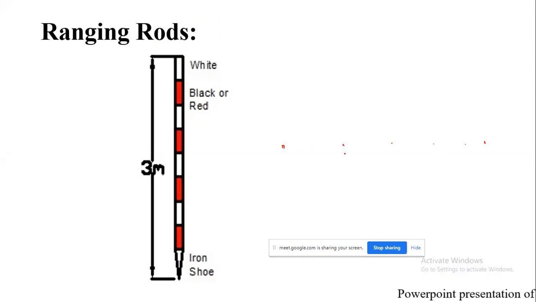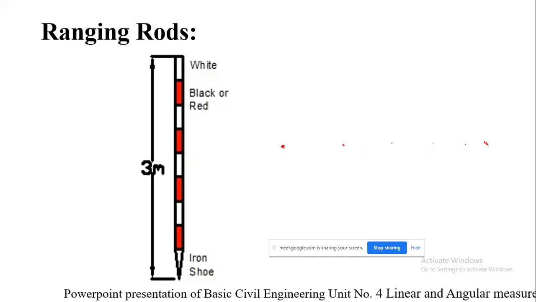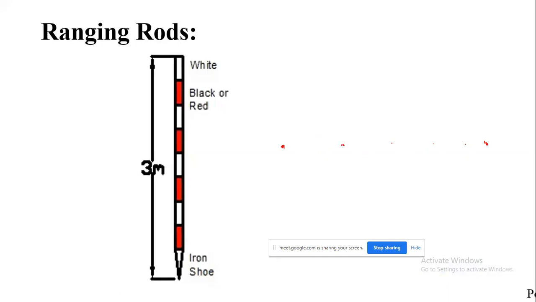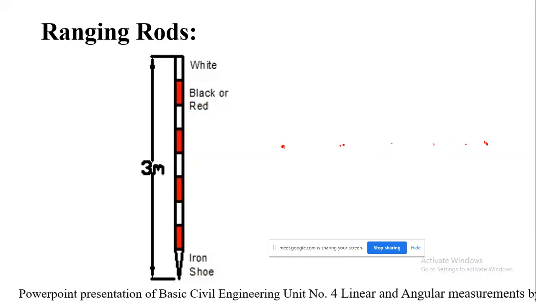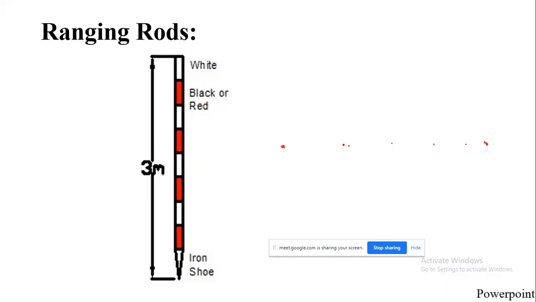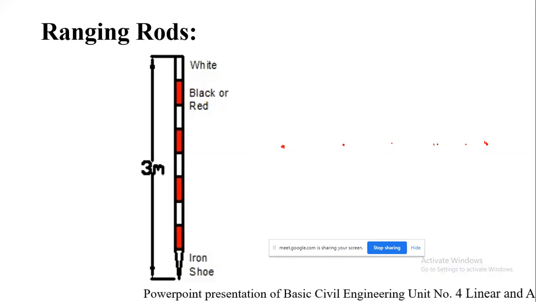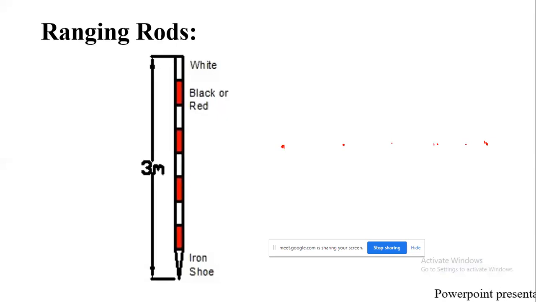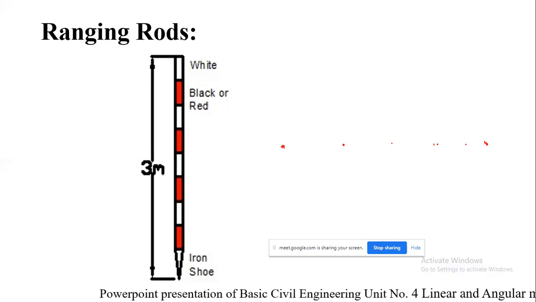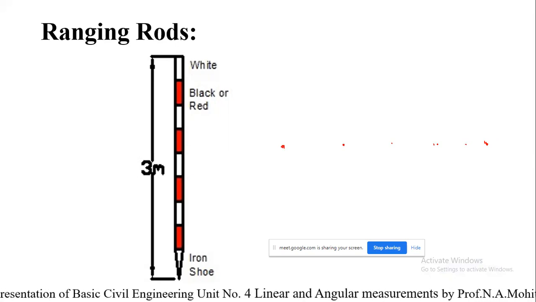So in order to mark these intermediate points with respect to the first initial station and the last station, ranging rods are placed at the intermediate locations, and certain sign conventions are used so that the person carrying the ranging rod can come into a straight line, and you can place the ranging rod so that it will be easy to measure the distance between the two station points. Ranging may be done by direct observation or by naked eye also.